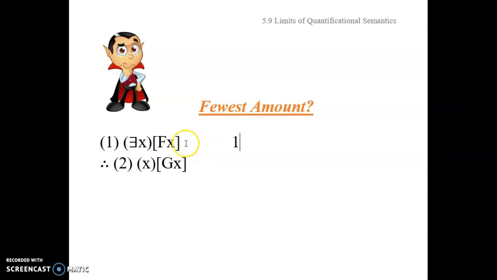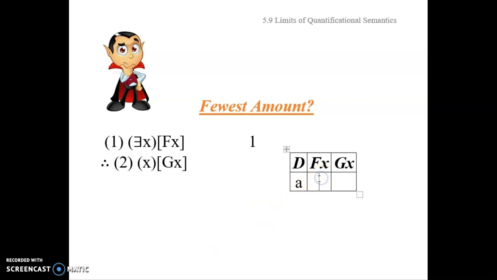If you let the 1 object, call it little a, have the property F, but lack the property G, then you will have done it. So it would look like this, where we have A having the property F and lacking the property G. Then there's at least one F, this is true, and this is false. And so the fewest amount of objects required, because again you can't do it with 0, is 1 for this particular argument.